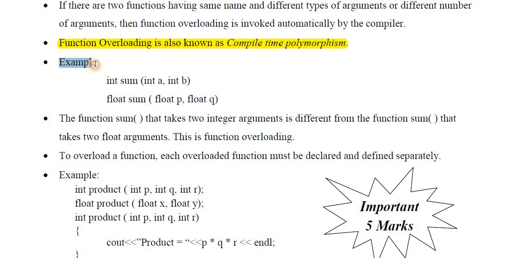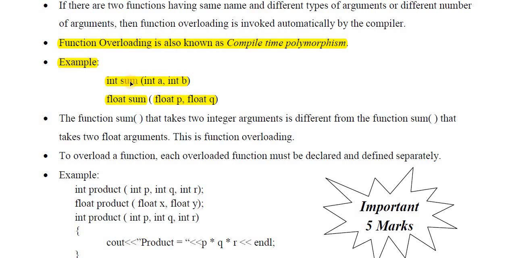So here an example of an overloaded function is given. Two functions are given, integer sum, float sum. Here the function name is the same, sum, but the parameters are different. In the first line, two parameters are used. In the second line also two parameters are used, but their data type is different. The function name is the same, but the parameters are different.